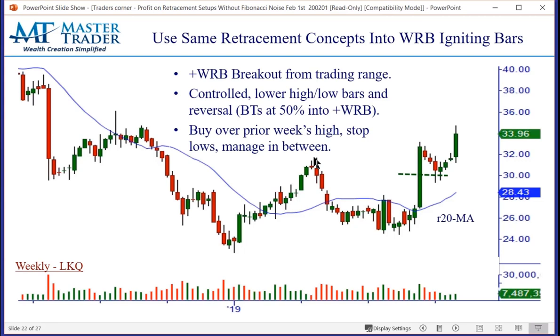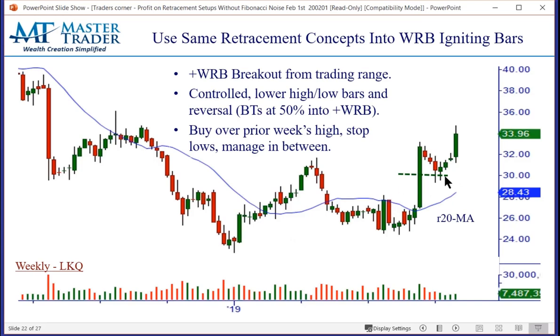Let's see what the retracement is now into the bar. Eyeball it, folks. You can eyeball it both from the pivot here to the pivot here, and eyeball it into this wide range igniting bar from consolidation. I got two bottoming tails of 50%.